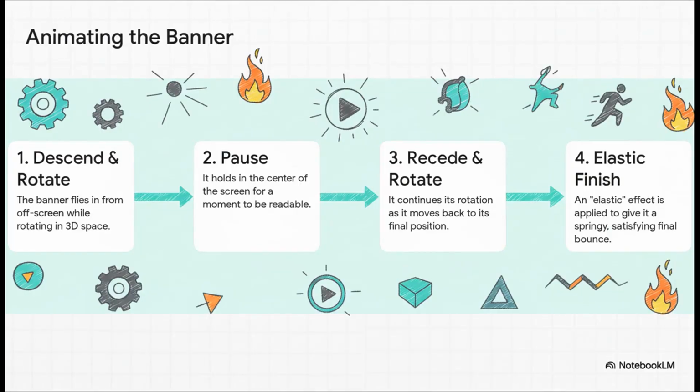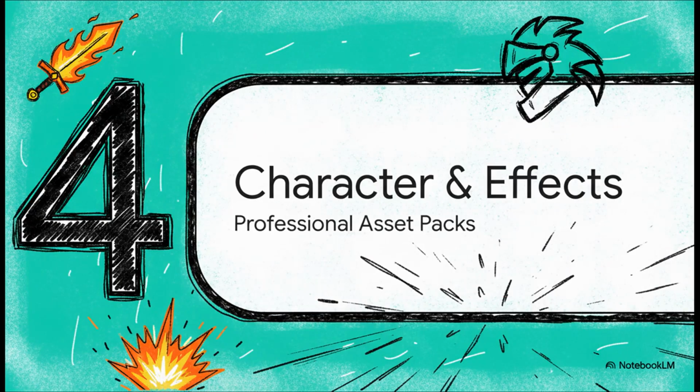Okay, next up is the Arab North banner. Now this movement is actually pretty complex. It doesn't just appear. It flies in from off screen, it's rotating in 3D space, then it pauses just long enough for you to read it, and then it settles back into its final spot. And to get that really satisfying kind of bouncy finish, he just applies a simple elastic effect. It automatically adds that springy little overshoot and settle that just makes the whole thing feel so much more real and natural.